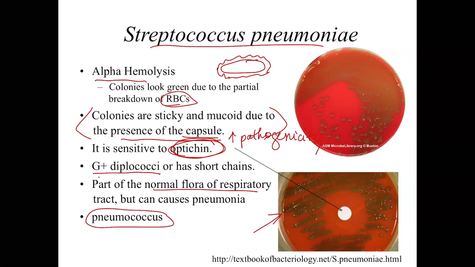Okay, if you grow this and you see green, you can then put an optochin disc on the plate, and if you get a zone of inhibition around it, that is another indication that it is Strep pneumoniae. Optochin is not a treatment, it is just a diagnostic.